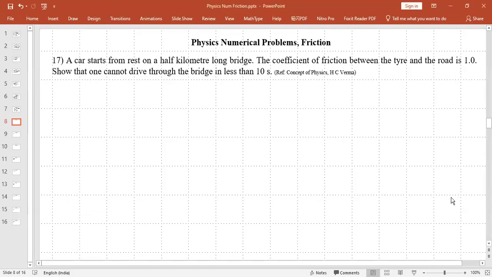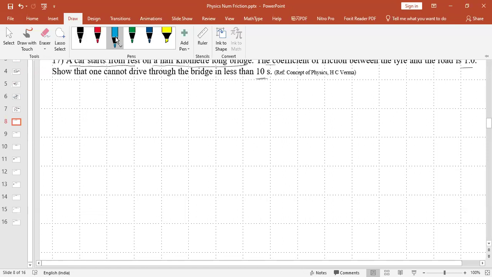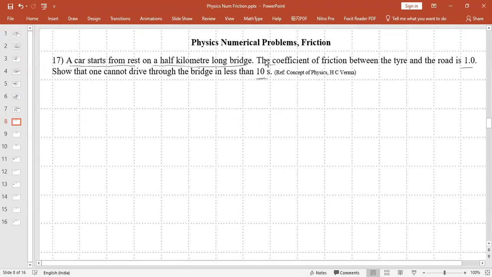Let us take this problem from the chapter of friction. The problem says a car starts from rest on a half a kilometer long bridge. The coefficient of friction is such and such, so that one cannot drive through the bridge in less than 10 seconds. In fact, this problem is not at all difficult, but I have taken it up for your understanding. Once you understand the problem and you can plan your solution, the remaining things are easy.